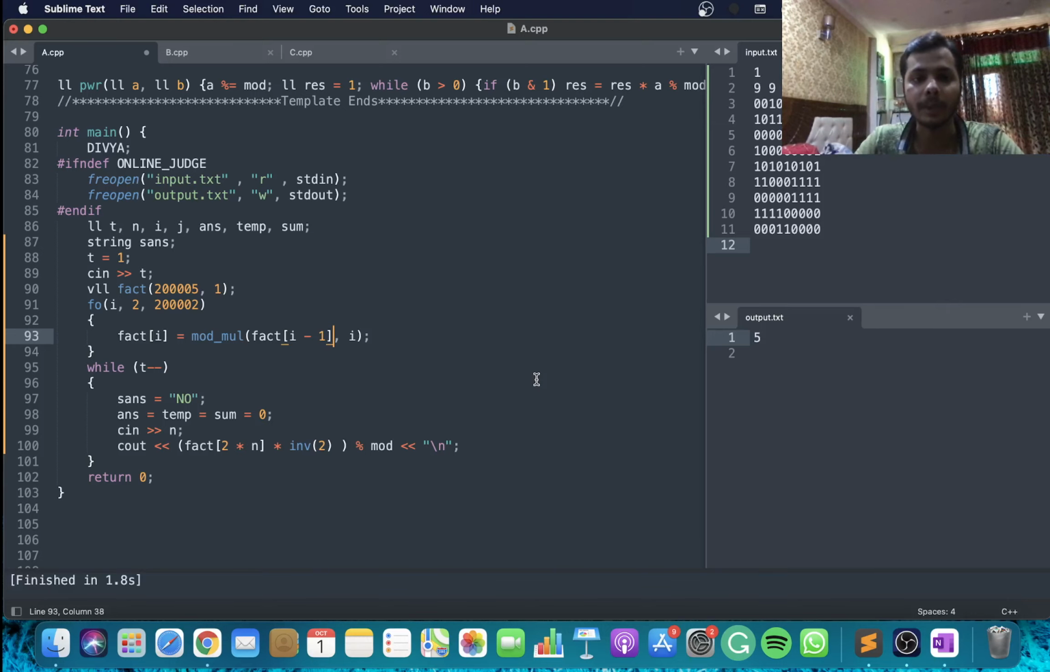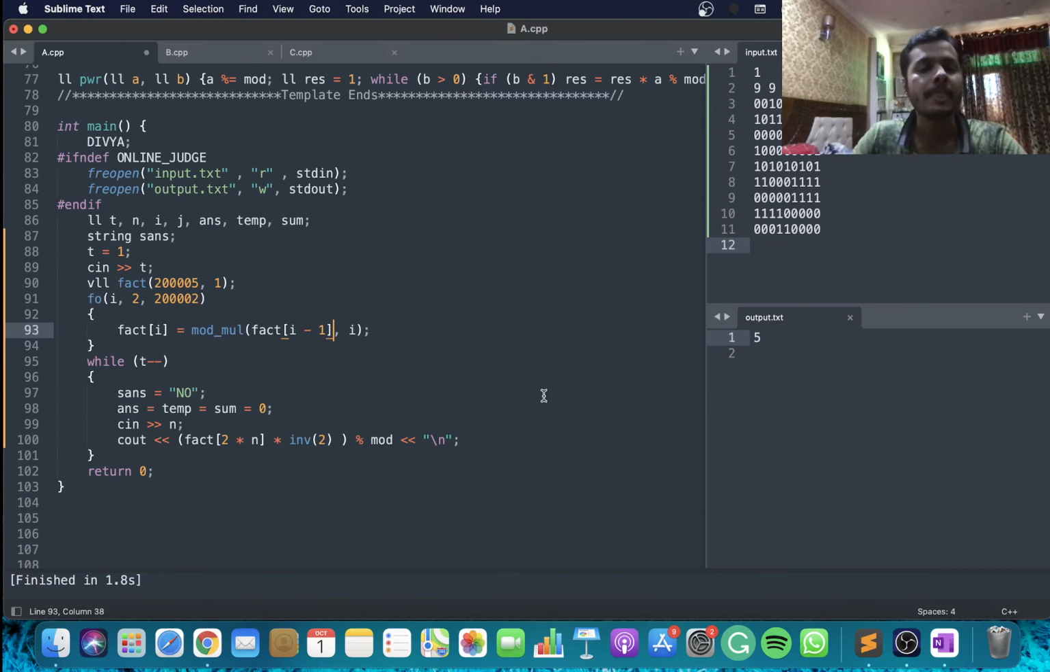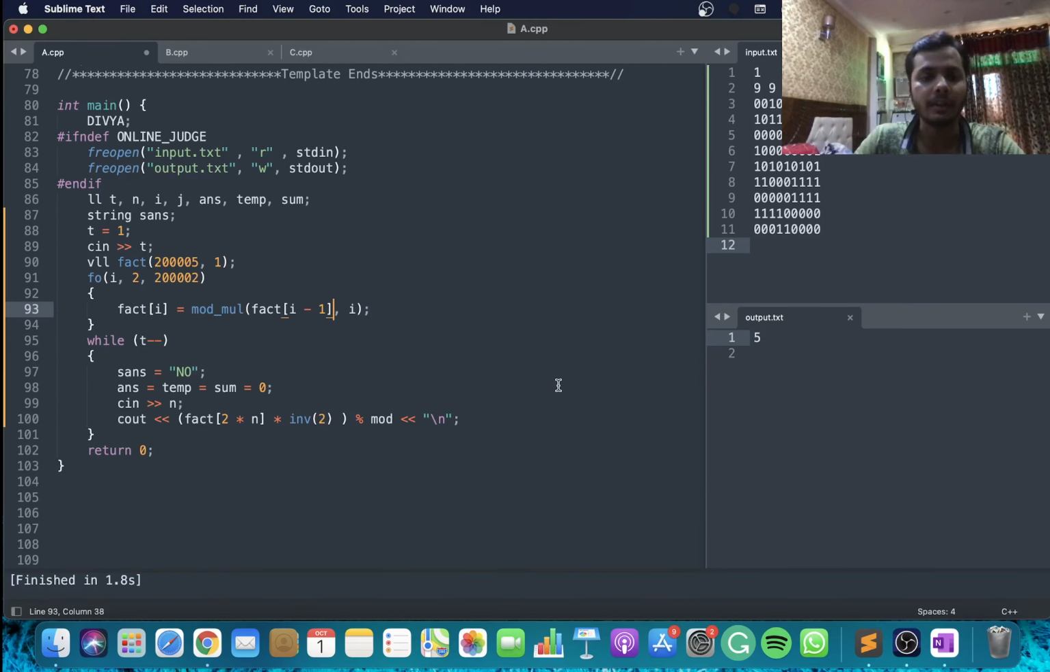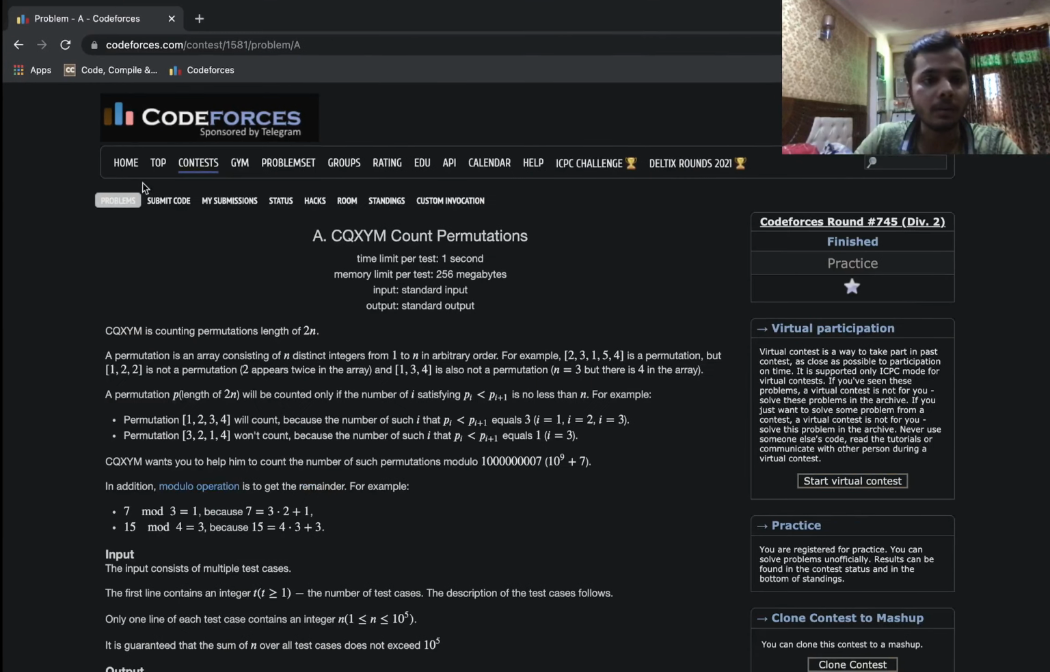So this was problem A. Again, it was not as trivial as a general problem A. So yeah, if you were not able to solve it, there is really no need to get disheartened if you're a beginner, I would say. Alright, so let's move to the next problem. So yeah, we have problem B now.